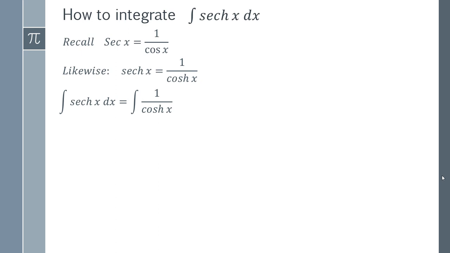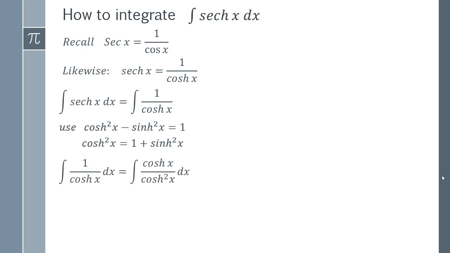Now we need to use some other identities, and we can recall that our cosine squared plus our sine squared equals 1. And when we're thinking about our hyperbolic functions, it just changes to a minus. So our cosh squared x minus sinh squared x equals 1. And if we rearrange that, we can get an expression for cosh squared. This doesn't seem too useful yet, but we can use quite a cunning trick.